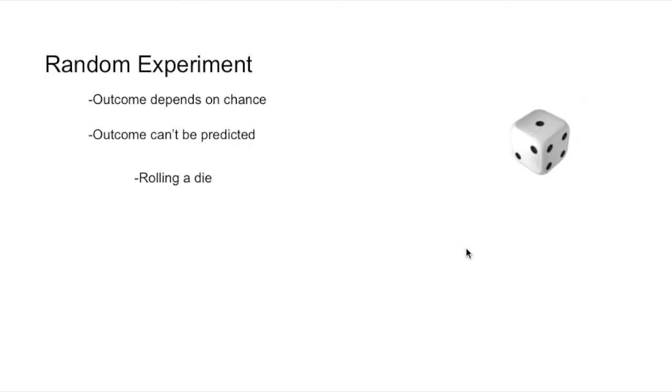Probability, a random experiment. The outcomes totally depend on chance. The outcome can't be predicted, so that's a random experiment. Rolling a die. You have 6 sides, you roll it, it's a fair die, you don't know which side's going to come up, so that's a random experiment.